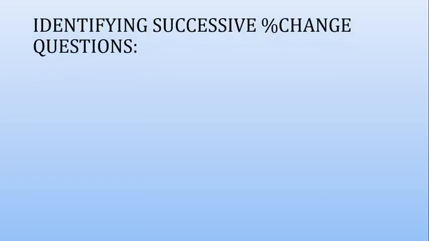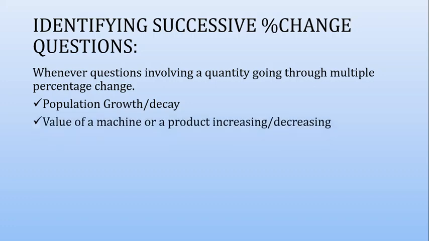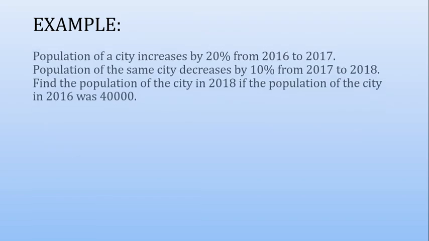So identifying successive percentage change questions is very important when you are attending an exam. Whenever a question involves a quantity going through multiple percentage changes, we can apply this concept. The most frequently tested ones are population growth and decay questions, the value of a machine or a product increasing or decreasing, and the height of a water level increasing or decreasing. Now we will see some familiar examples for the successive percentage change.